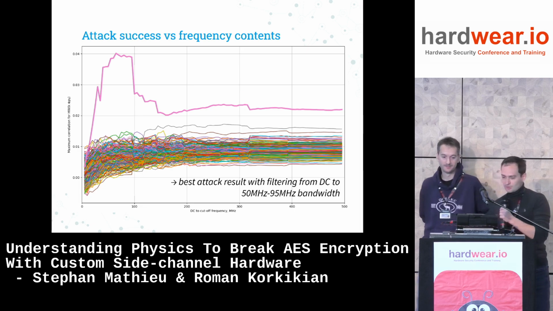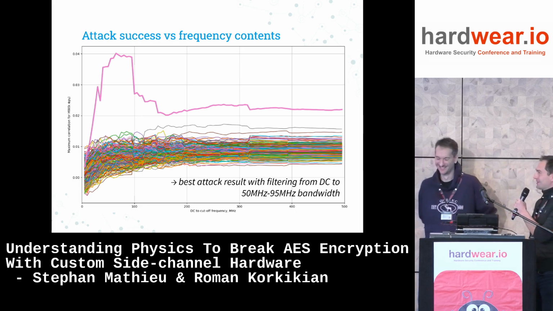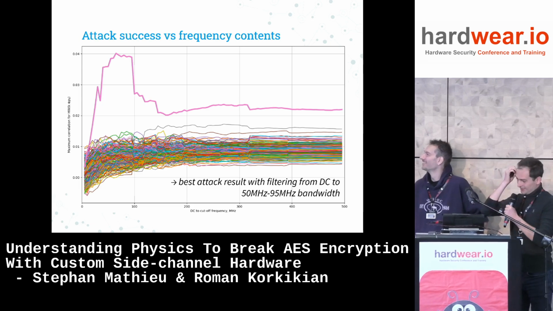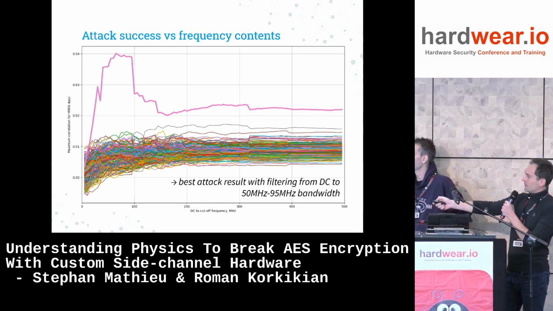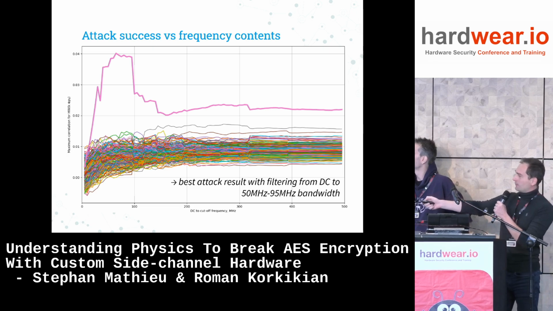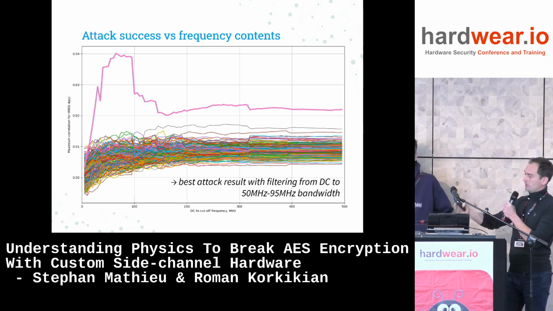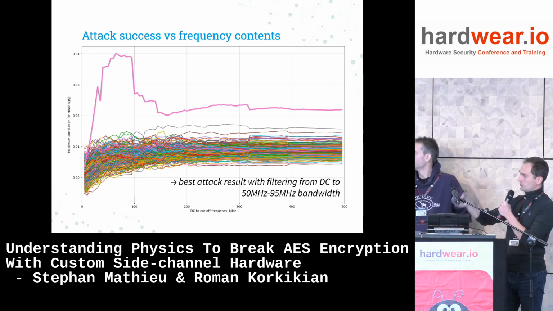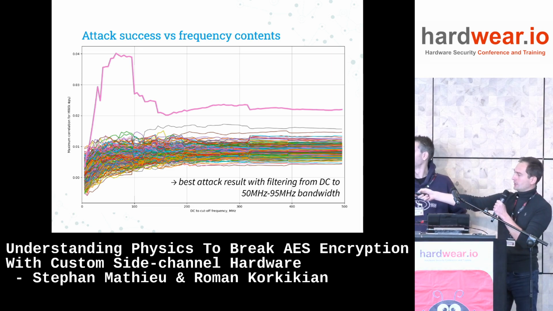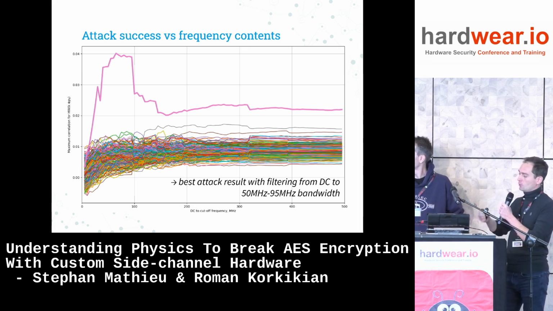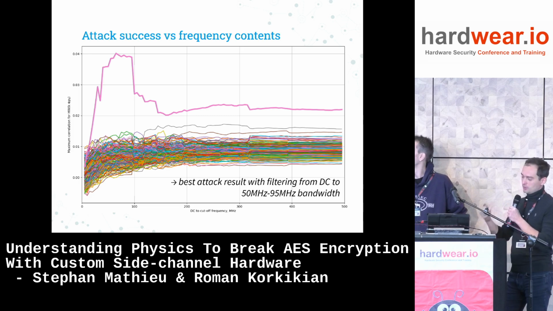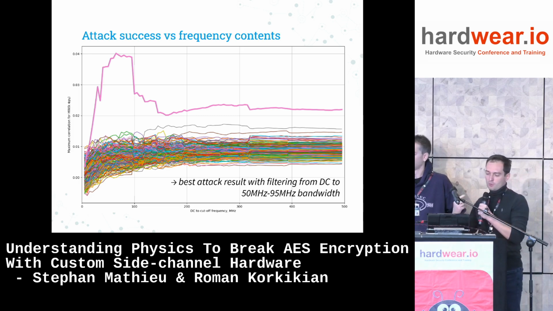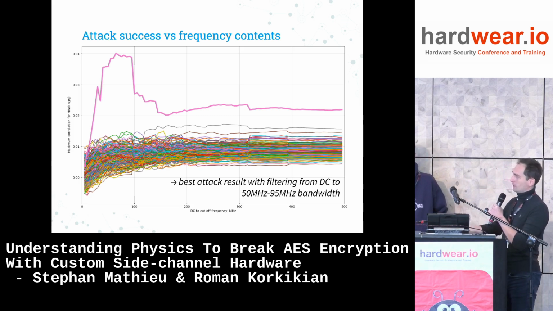And then this graph appeared. It's even for me difficult to explain and understand. So we are selecting high frequency, doing a low pass filter from DC to a certain frequency. On the x-axis, you see the frequency to which we are filtering from DC. And on the y-axis, you see the maximum Pearson correlation coefficient for 1 key byte recovery.